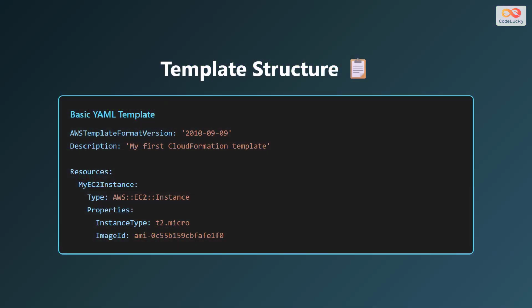Here is what a basic CloudFormation template looks like in YAML format. Every template starts with the Amazon Web Services template format version, which specifies the template version you are using. The description field provides a human-readable explanation of what the template does. The most important section is resources, where you define all the Amazon Web Services resources you want to create. In this example, we define an EC2 instance with a specific instance type of T2 micro and an Amazon Machine Image ID that determines which operating system to use.